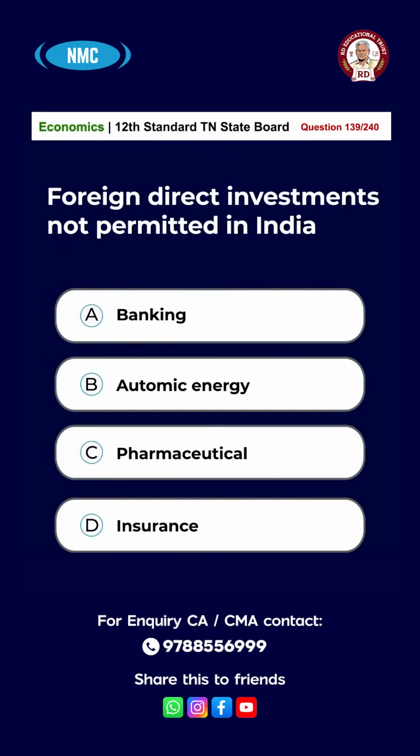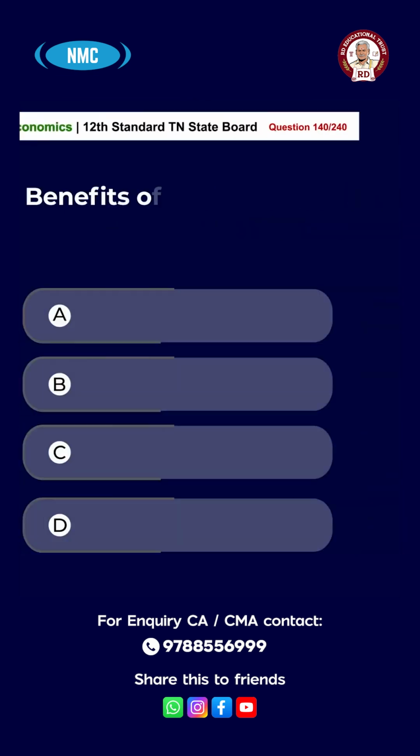Question number 139. Foreign direct investment is not permitted in India in A. Banking. B. Atomic energy. C. Pharmaceutical. D. Insurance. The answer is option B. Atomic energy.